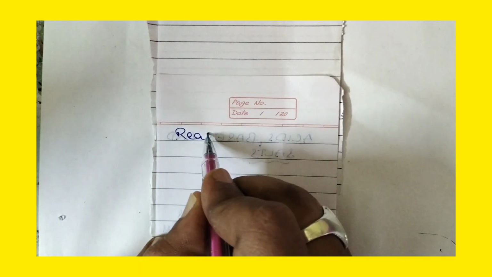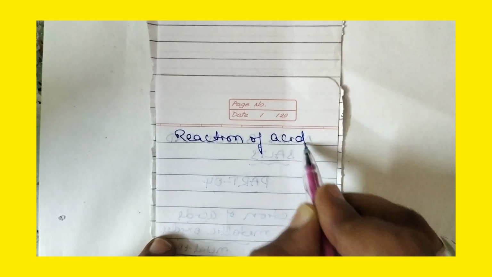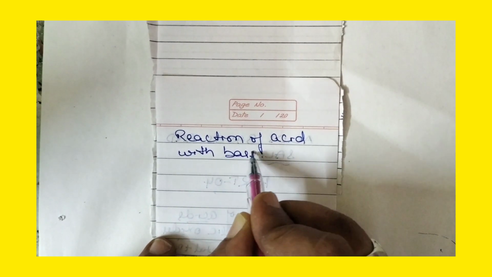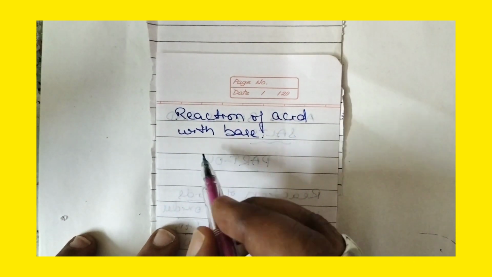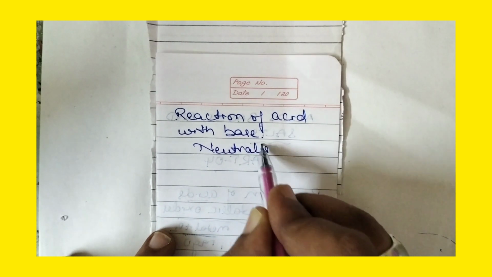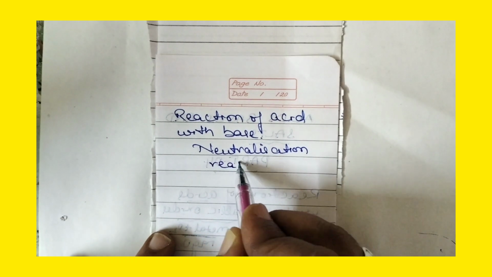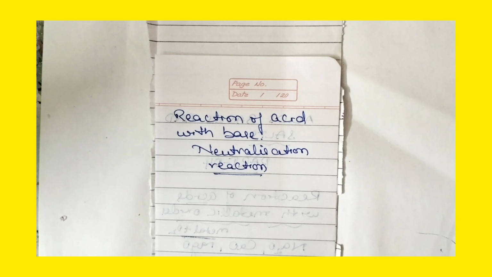So the next type of reaction is called reaction of acid with base. Now let us learn what happens when acid reacts with base. The reaction of acid with base is also called a neutralization reaction. So what is a neutralization reaction? A reaction of acid with base is called a neutralization reaction.